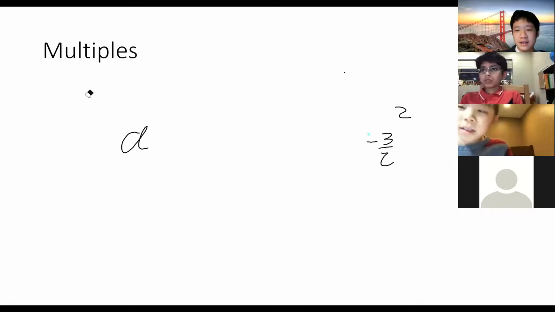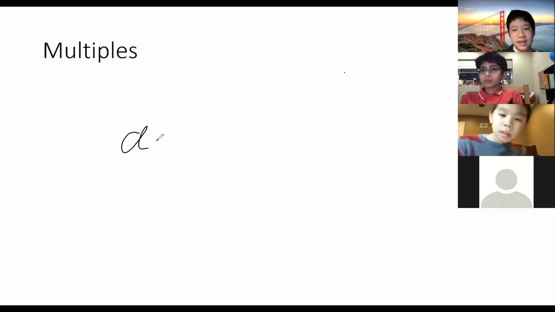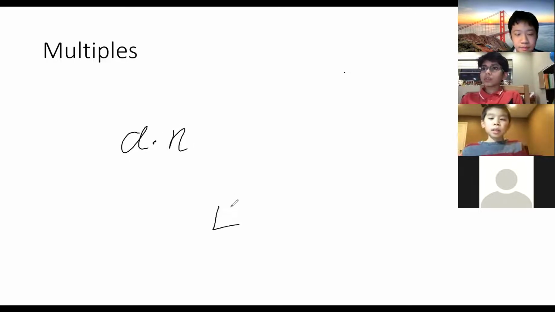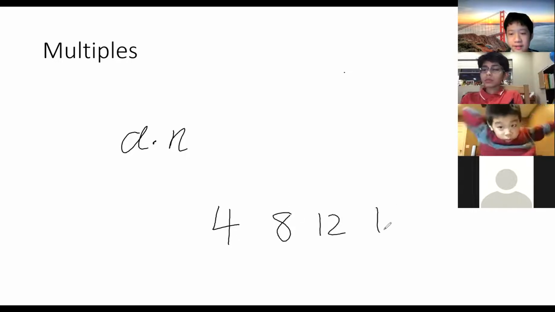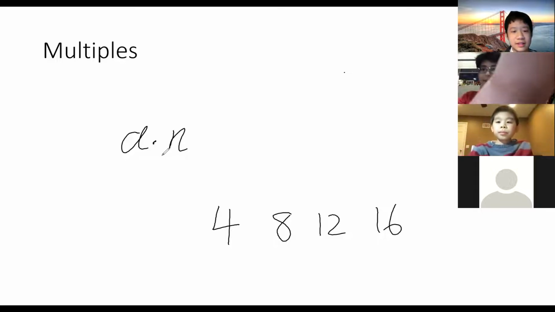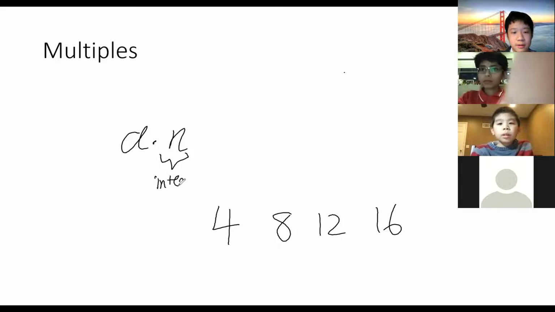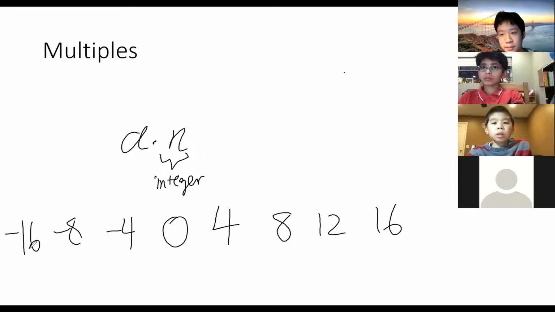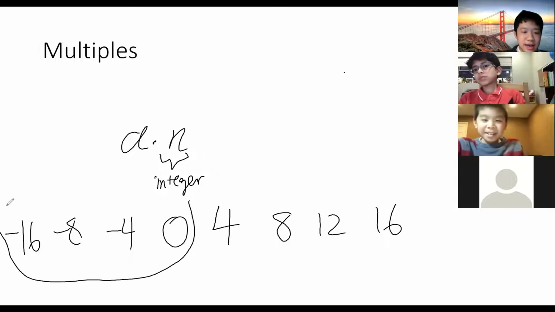And if we have some integer a, the multiples of a are that number a times another integer n. Okay, for example, if I had number 4, and I wanted to write out all the multiples of 4, I would go 4, 8, 12, 16, right? But since this n can be any integer, n can also be 0. So 0 is also a multiple of 4, and negative 4, and negative 8, and negative 16. Okay, so I'm sure most of you have done multiples before, but it's really important to remember that multiples include 0 and negative numbers.